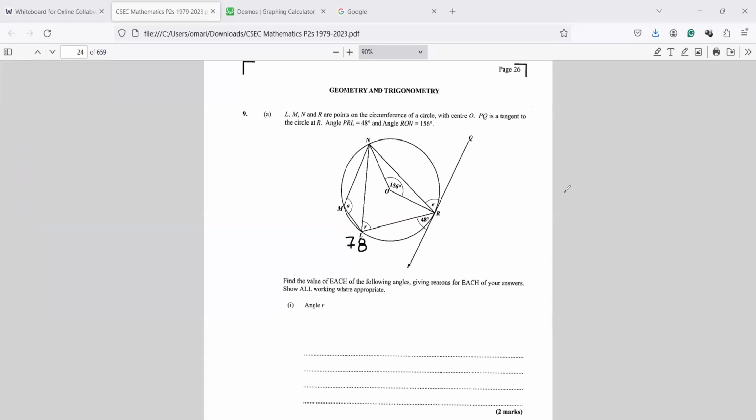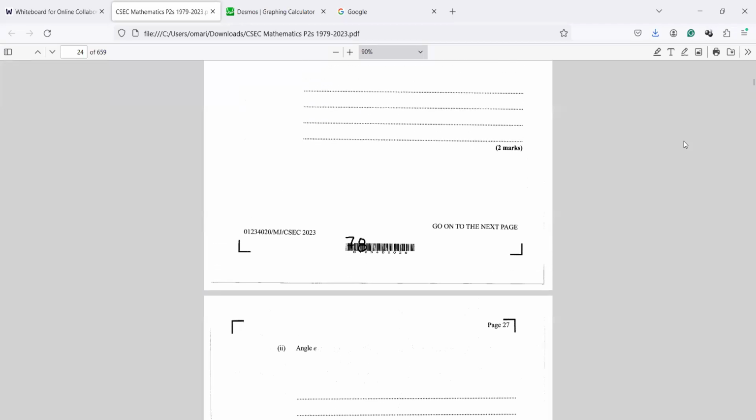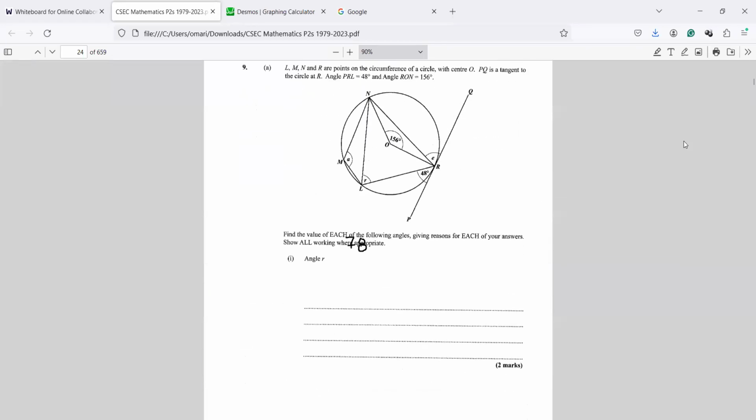Right, not to worry. Angle E is the next part of the question, so not far off. That's where we're heading next. Let me find it. So angle E, that's the next part of the question. Again, we have to think about where angle E is in our diagram.